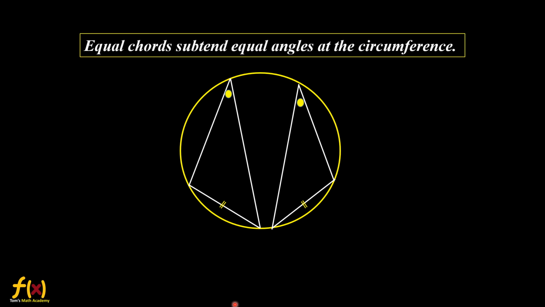Another piece of information: equal chords subtend equal angles. Look at the chords here. They are equal. You can see the notation there. If the two chords are equal and they lie in the same circle, equal chords subtend equal angles. So these two angles subtended by these equal chords are equal. Very good information. We are going to make use of all these in the coming questions.